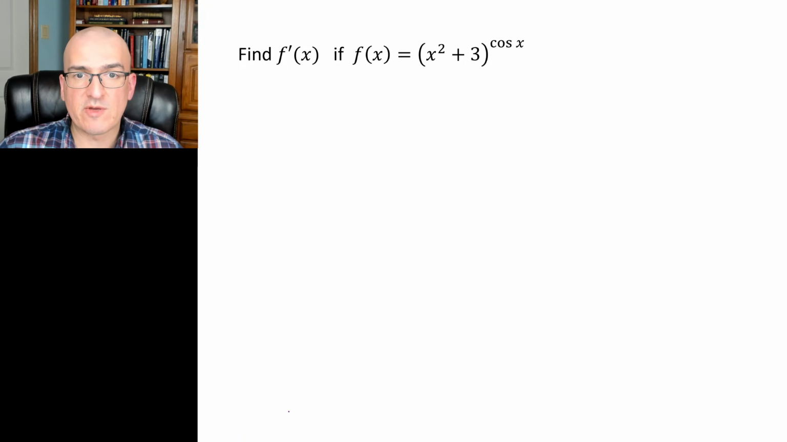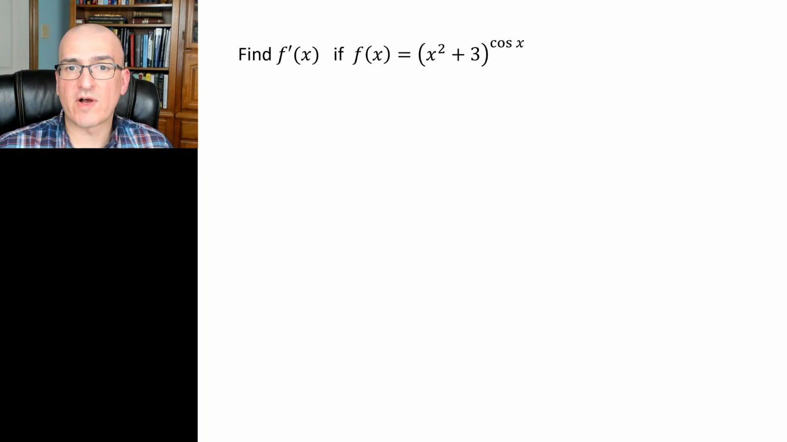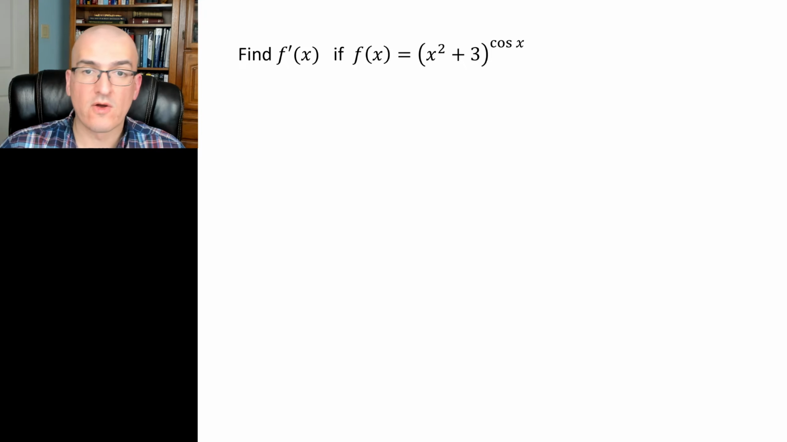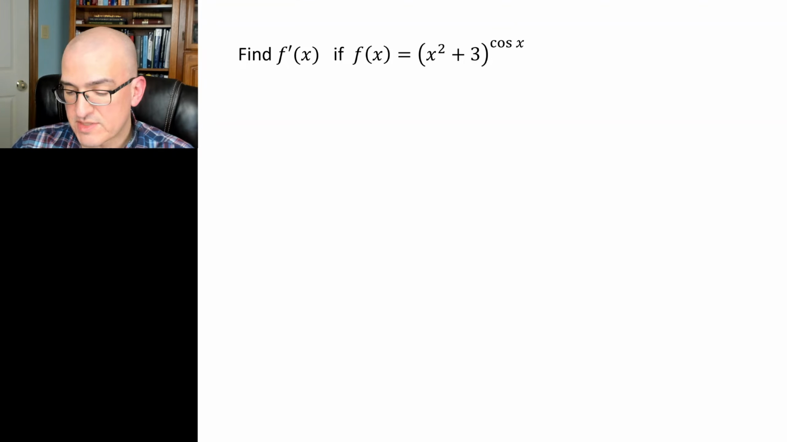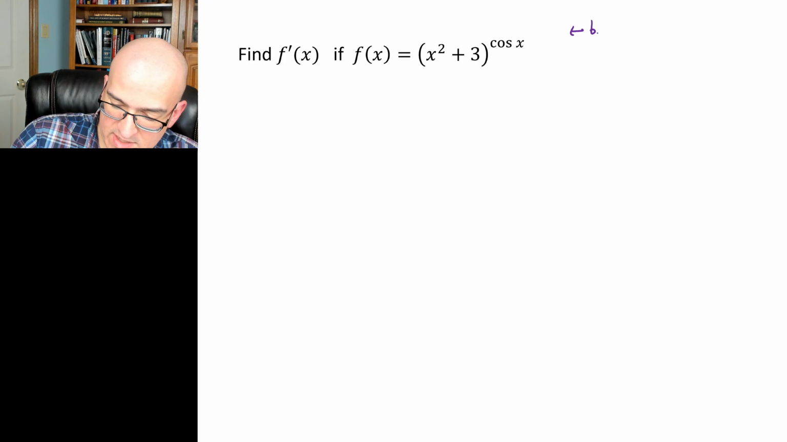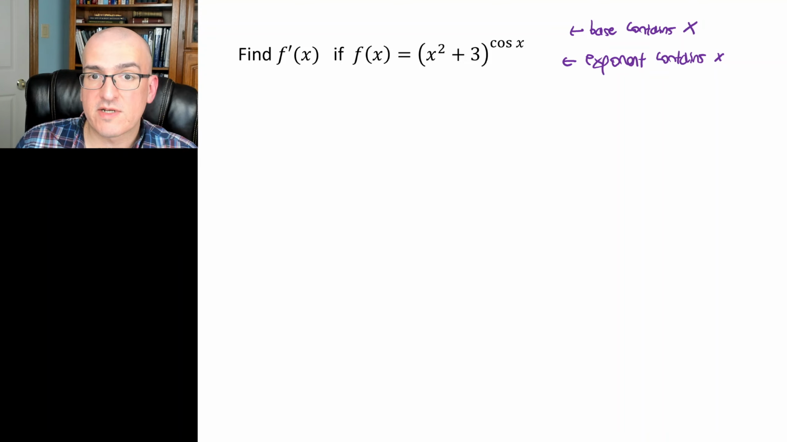Blast from the past, something you may have forgotten, or maybe you thought you could get away from having to know it. But here it is. What type of function is this? What type of derivative rule do we need to take the derivative of x squared plus 3 all raised to the power of the cosine of x? If you're not looking for it, you'll miss it. This is the worst type of derivative possible. The base contains x. The exponent contains x. Despite not having any log functions, this is a logarithmic differentiation question.